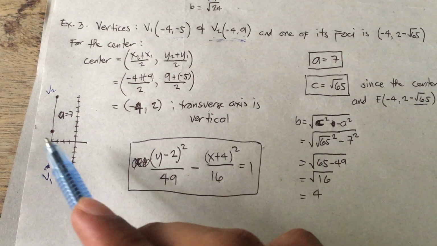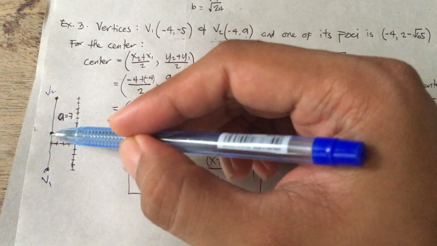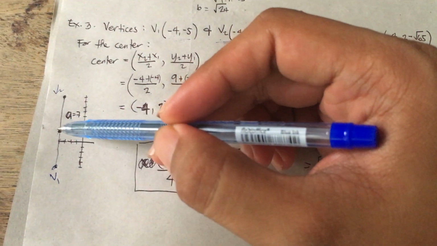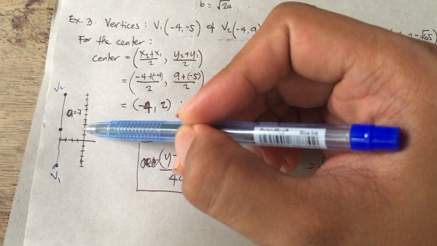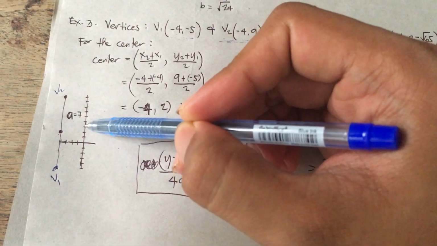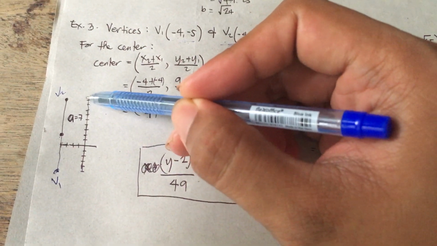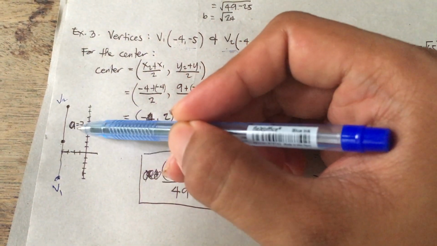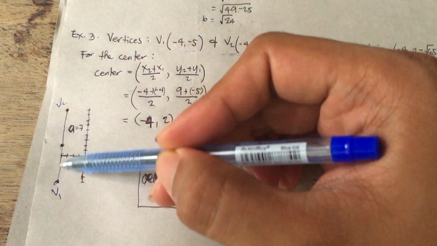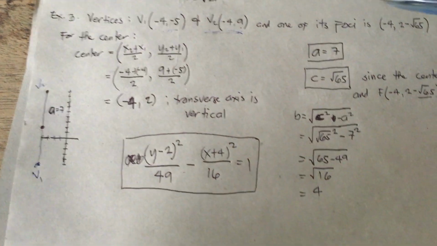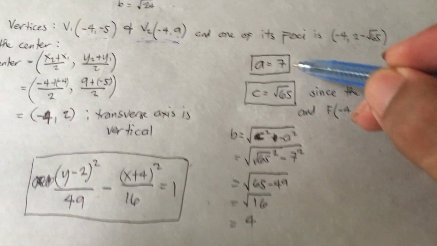And to identify the A, we just count the units, the distance from this point: 1, 2, 3, 4, 5, 6, 7. It means our A is 7. The same as before, you can count it, it is 7. It means our A is 7.